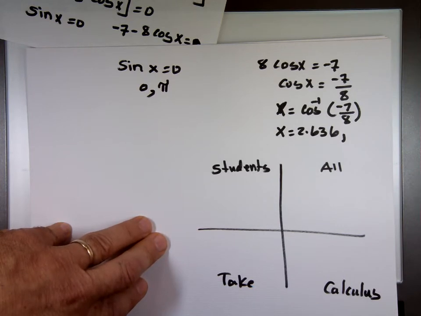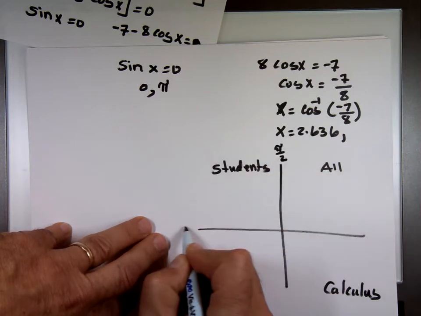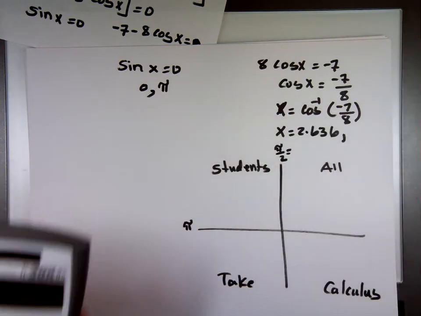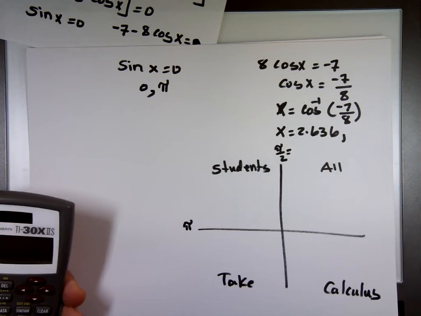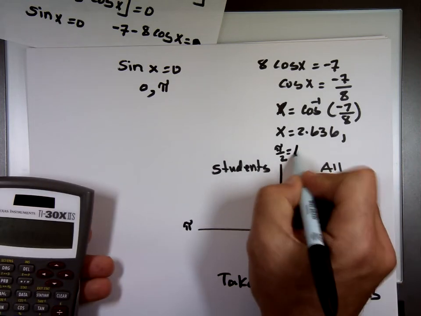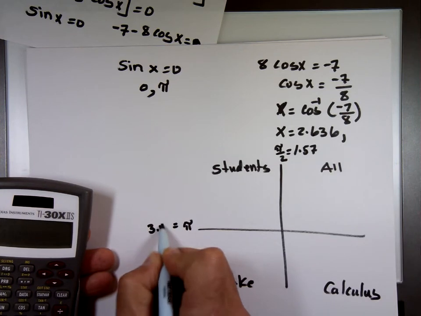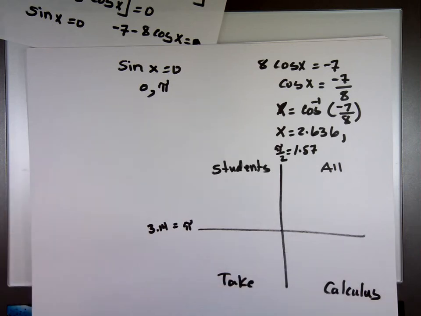So now, this is pi over 2. This is pi. Number-wise, what's pi over 2? Between 0 and 1... pi divided by 2 is 1.57. This is 3.14. So the 2.63 is somewhere here, in this quadrant.